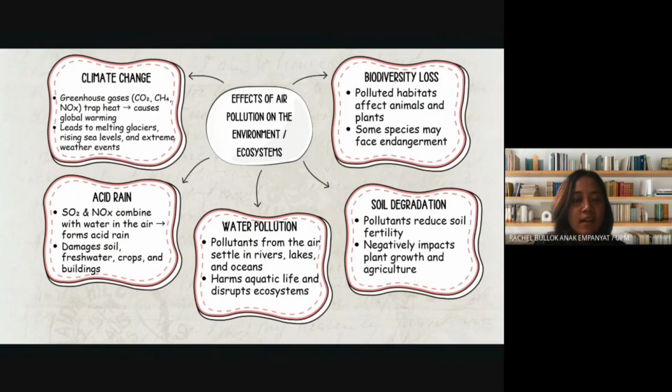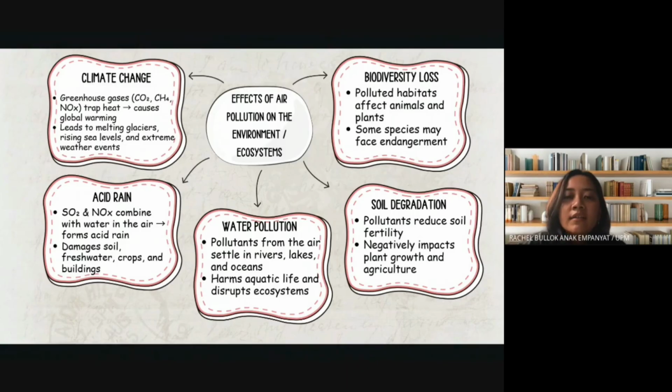So second is acid rain. When sulfur dioxide and nitrogen oxides mix with water in the air, they form acid rain. Acid rain damages soil, freshwater, crops, and even buildings. It also harms forests and aquatic habitats.